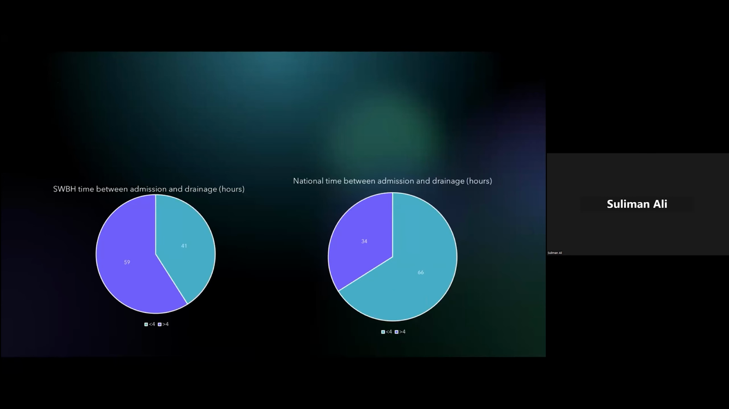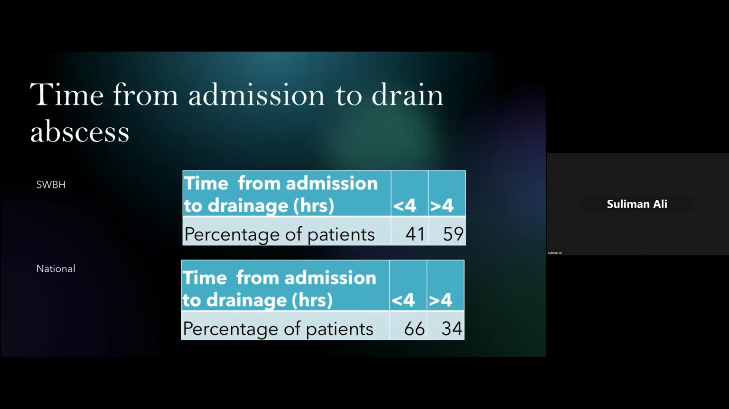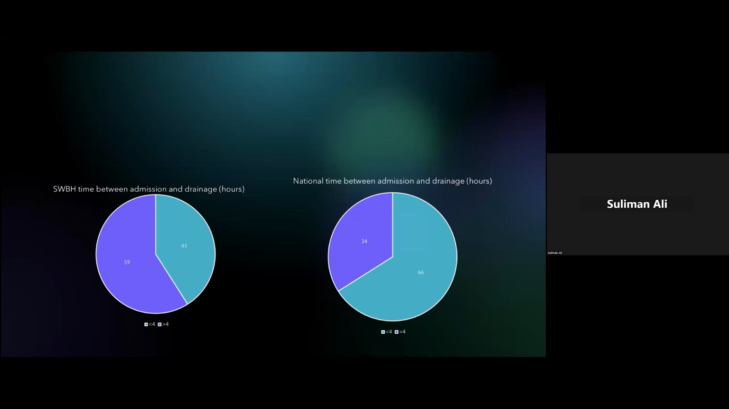This is a pie chart representing the tables on the previous slide. And again, like I said, nearly two thirds of the suspected peritonsillar abscess patients underwent attempted drainage within 4 hours, which was 214 out of the 325 patients involved nationally, whilst it was only 41% of patients in our trust.